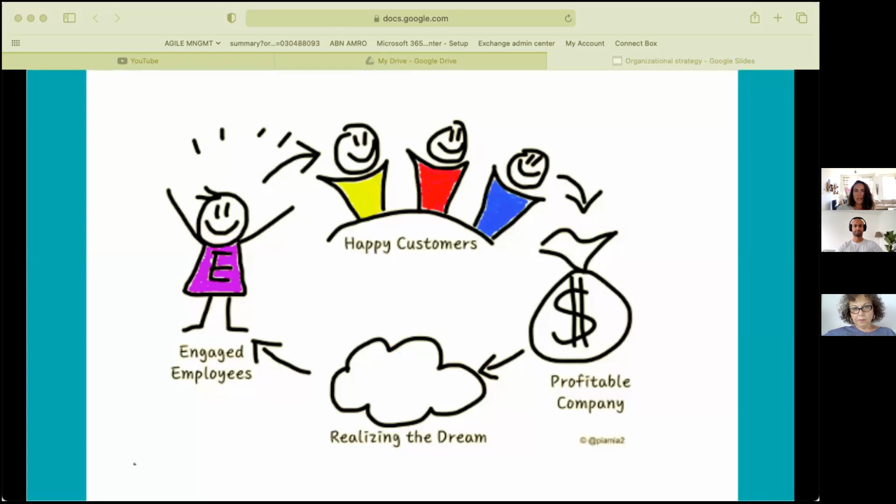Because what we say at the end of the day is that we want to ensure the delivery of our services, which are consistent with our strategy. Why? Because we want happy customers who will leave us good money, profit, which will help us to realize and sustain our dreams. And everything starts with the engaged employee. As we know, we need a team to realize it. Even ourselves is a team.